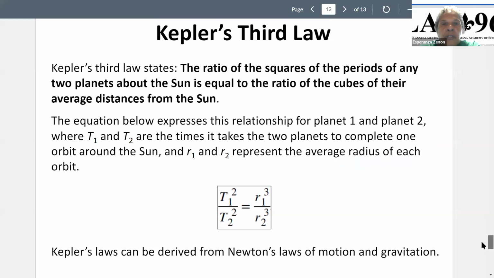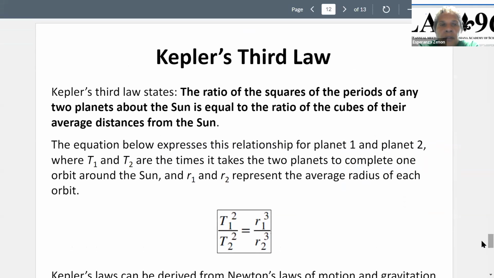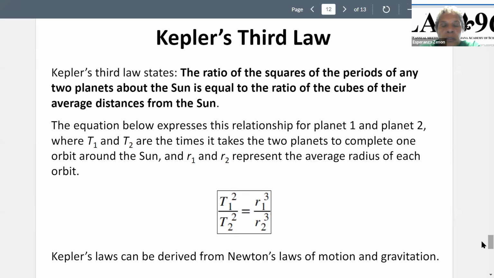Okay? And then Kepler's third law, okay? So what we're looking at here is the relationship between the periods and the radii, okay? So if we take the period of any two planets squared and put them in a ratio, that is equal to the ratio of their radii cubed, okay? That's a pretty powerful relationship to figure out. It tells you something about the extent of the work that Kepler was doing.